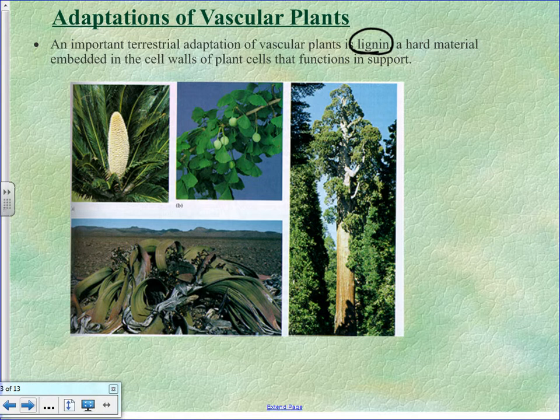But lignin, again, helps to make them strong. Some plants use it to encase their seeds, like pine cones, things like that. It is a very hard substance that degrades slowly.